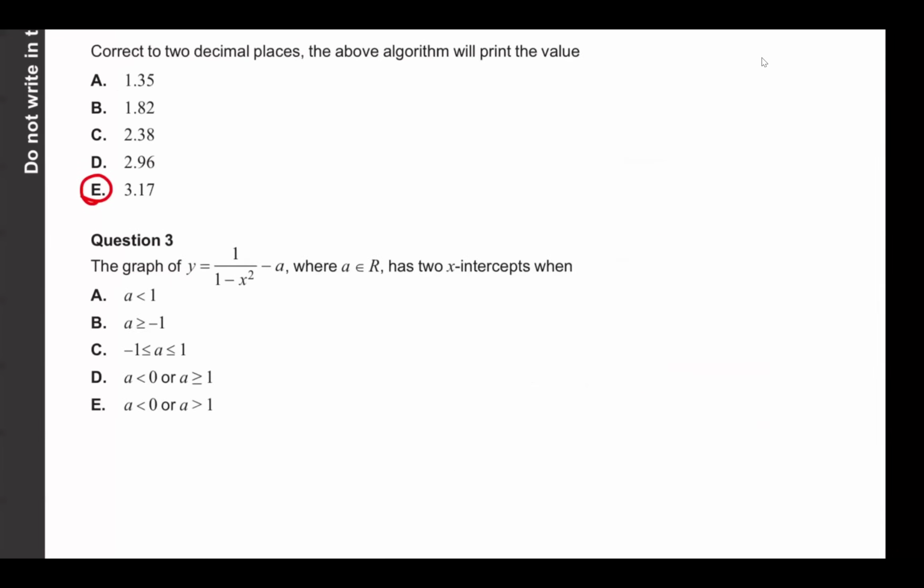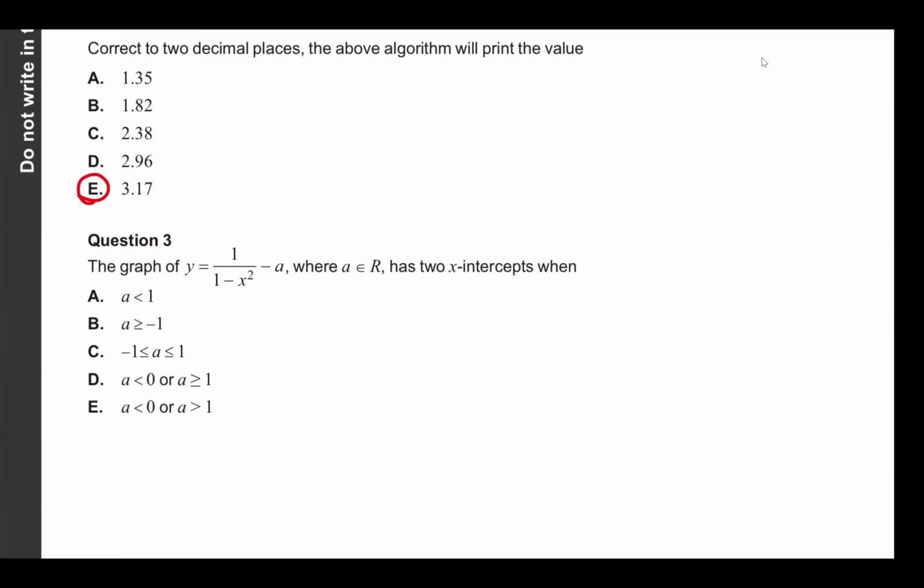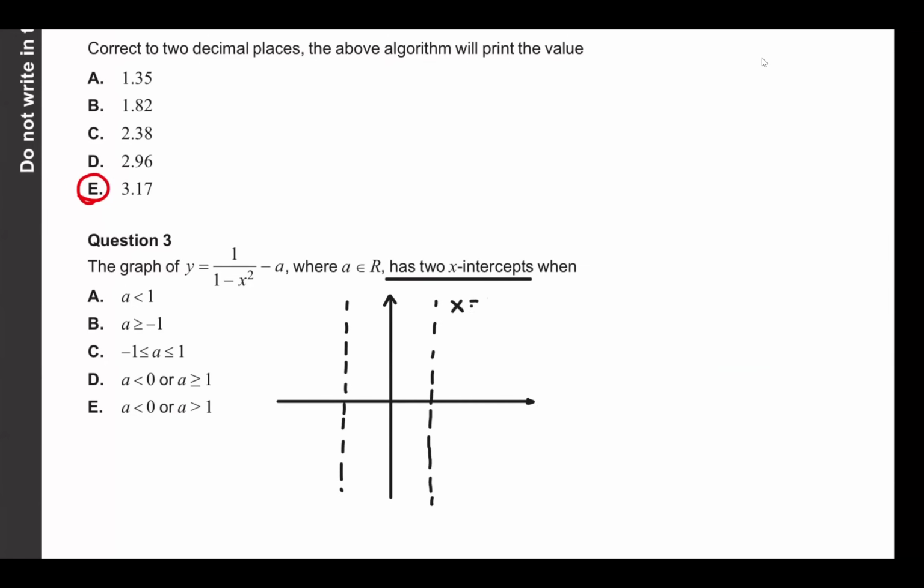Next question is a graph question. The graph of y equals 1 over 1 minus x squared, minus a, needs to have 2 x-intercepts. So if you sketch a quick graph of this reciprocal without the minus a at the end, you will see there are 2 vertical asymptotes, x equals 1, x equals minus 1. And you will see a U shape in the middle and the 2 outer branches below the x-axis, okay?